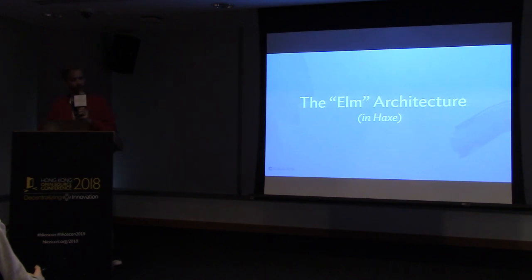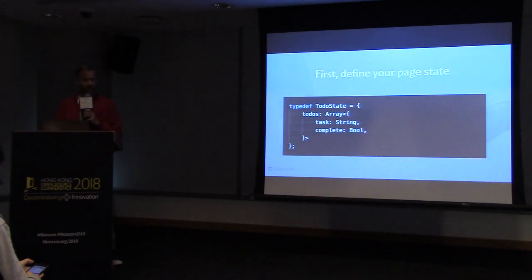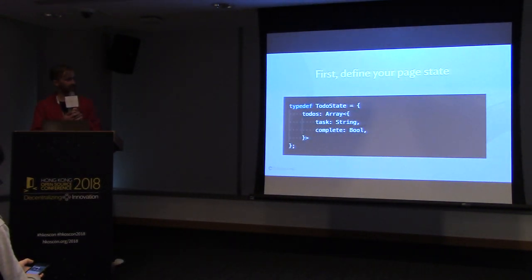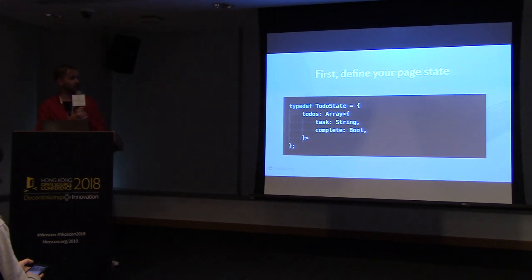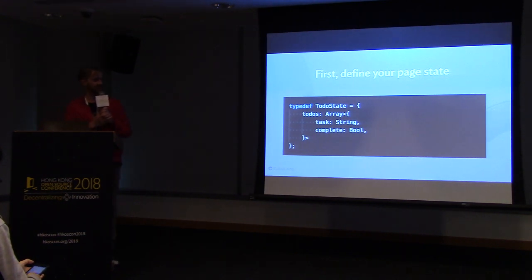Before, I was kind of talking about how great the Elm architecture is. So I'm just going to show you what that would look like if you're going to do it in Haxe, using everyone's favorite little to-do example. First, you define a typedef, which is basically saying this is an anonymous object with a field called todos, and that is an array of objects which have a task, which is a string, and a complete flag. That's the state of your page.